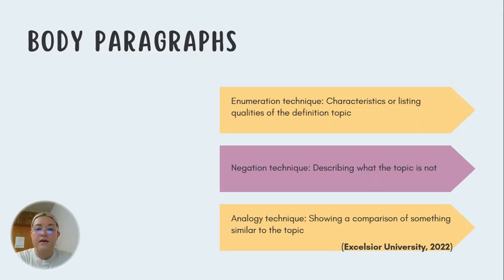Negation technique. This is describing what the topic is not. So giving the opposite example of what it is not, so the audience understands and doesn't get confused with something else that might be similar. And then an analogy technique. This is showing a comparison of something similar to the topic.